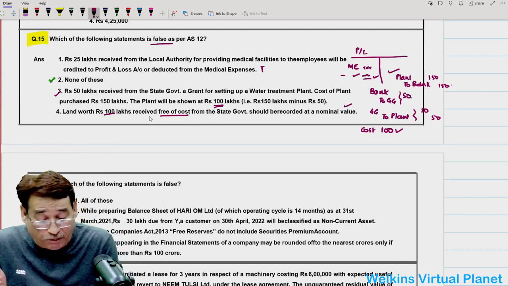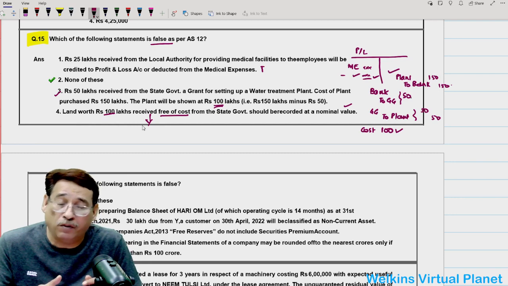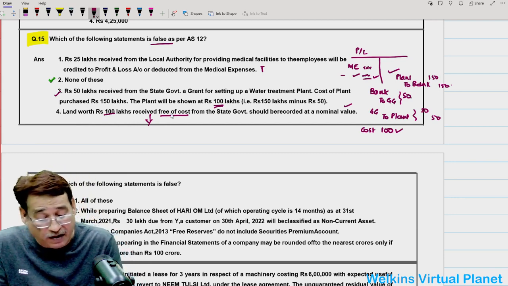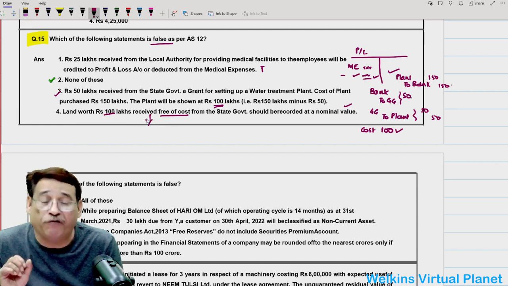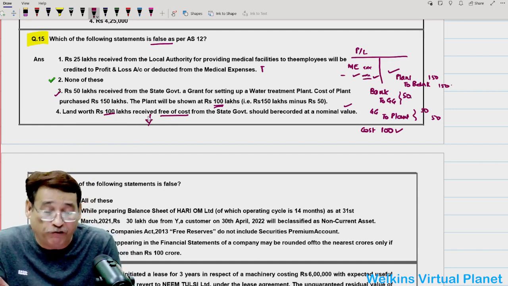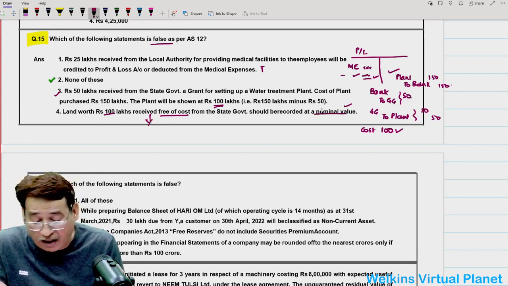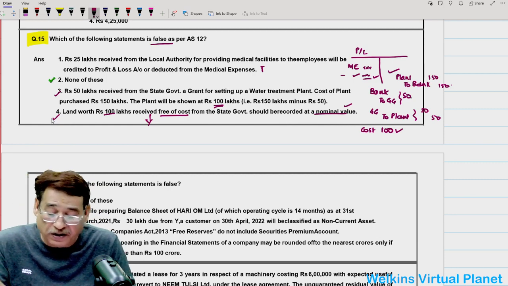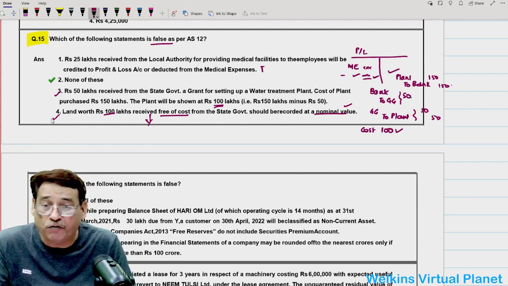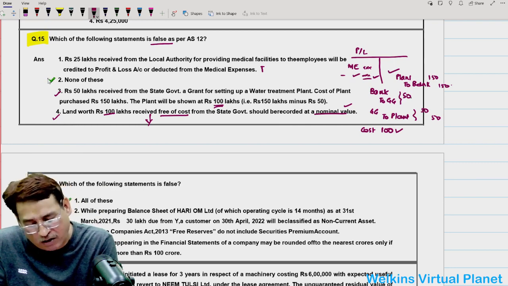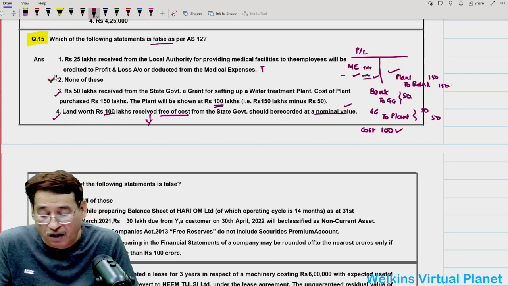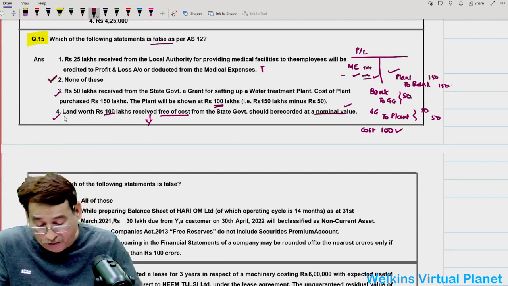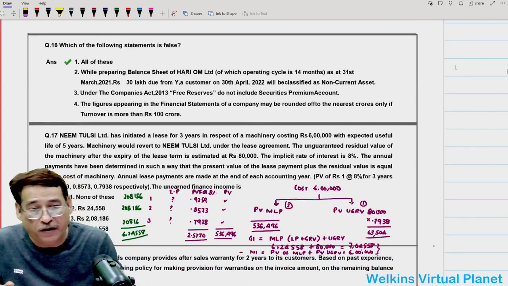But remember one thing, if I had gone to Ind AS, under Ind AS, land worth 100 lakh received free of cost would have been reflected at fair value. However, under AS 12, we reflect it at nominal value. So again, this statement in the light of the existing AS is correct. So all these statements are correct, and we do not know which is the next one, because under 2 they have written none of these. Actually, your answer is correct in this case, because all three statements available with us are true. Which of the following statements is false?